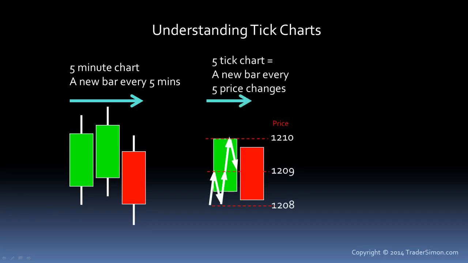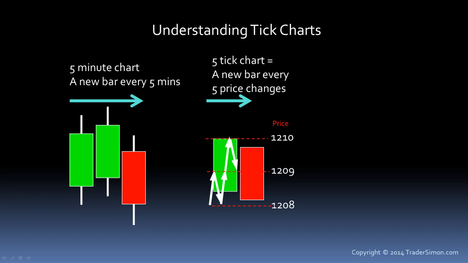Tick charts are different. They advance based on the number of trades that have occurred in the market. So a 1-tick chart will draw a new bar after every trade. A 5-tick chart will draw a new bar after every 5 trades. We don't know the quantities of orders in each trade, but we know it's enough to cause a price change.